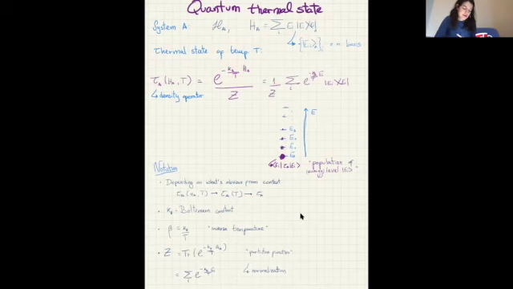So a thermal state that depends on the Hamiltonian and on the temperature is just given by this. What's on top here is an exponential of the Hamiltonian with some factor that's a constant, and here is the inverse of the temperature.